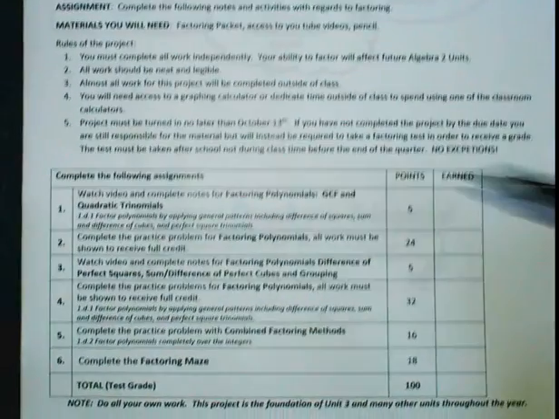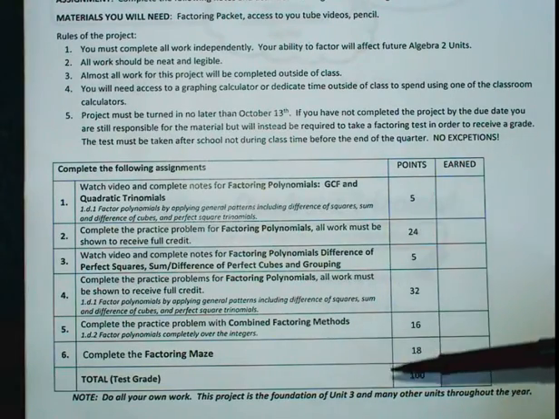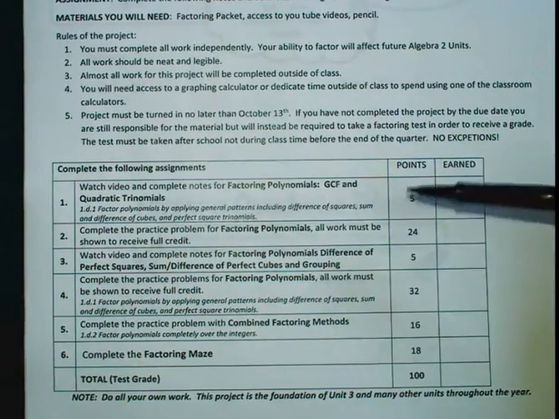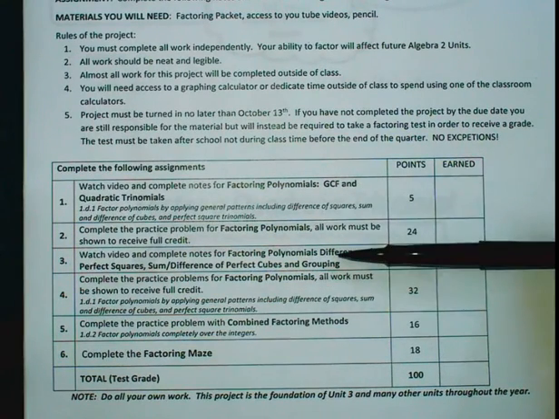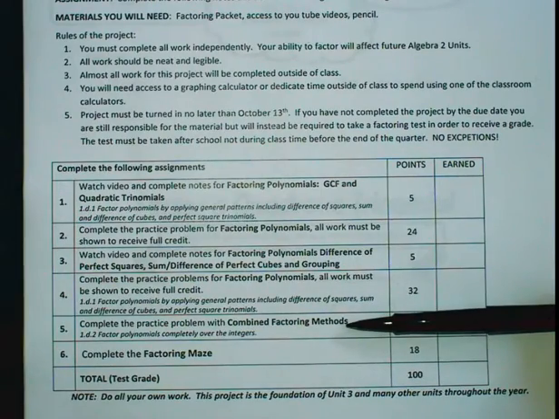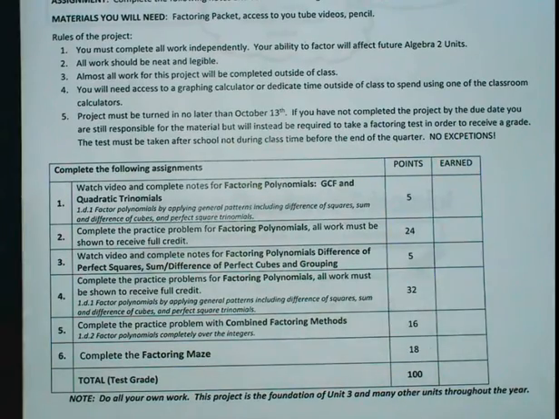Below is the rubric, and it shows you the points for each of the sections. Number 1 will be a video and notes for you to take. Number 3 is a video and notes for you to take. And a small portion of number 5 also has a video. Okay, let's get started.